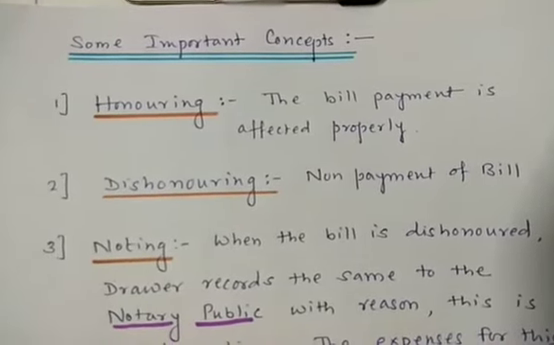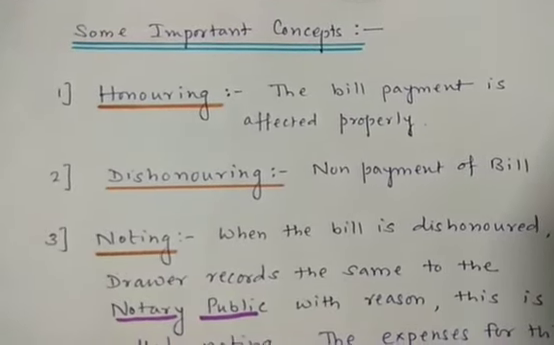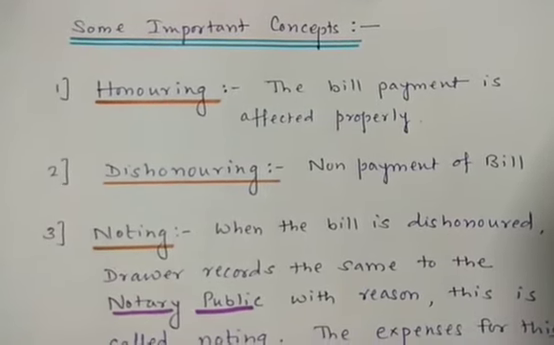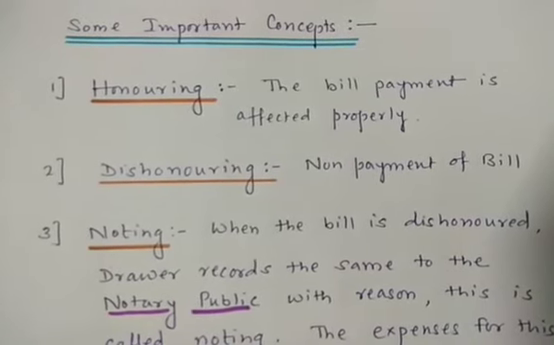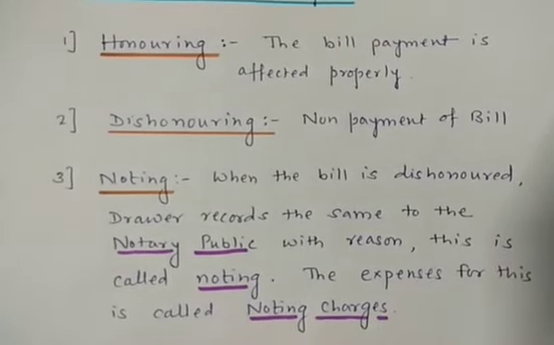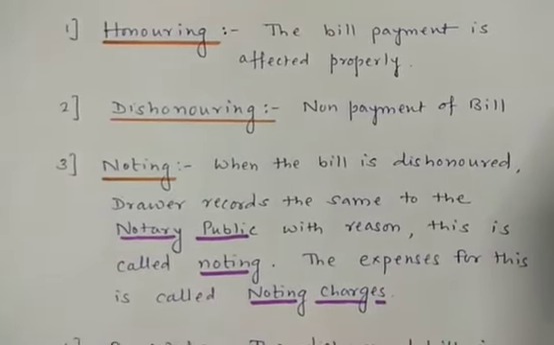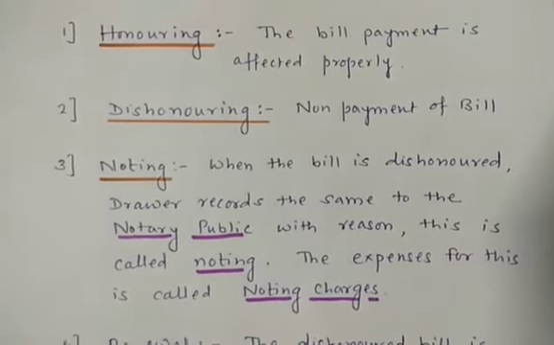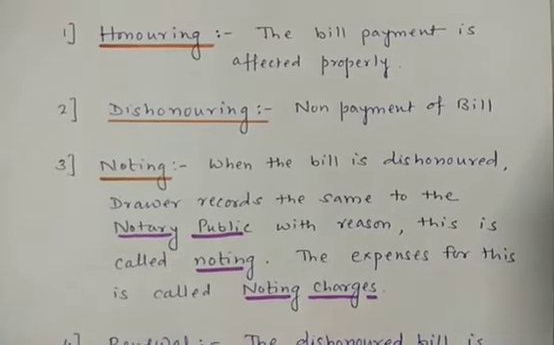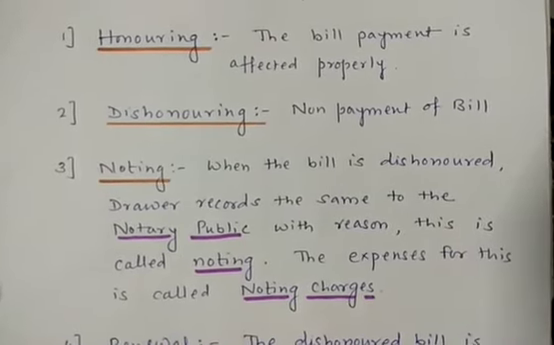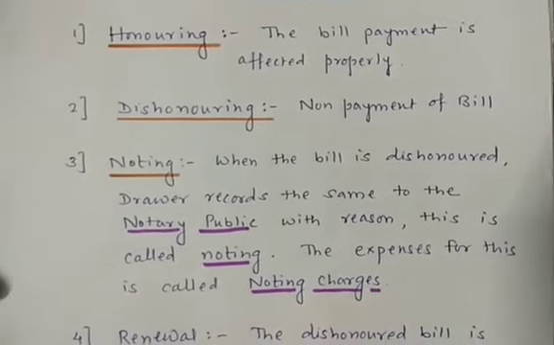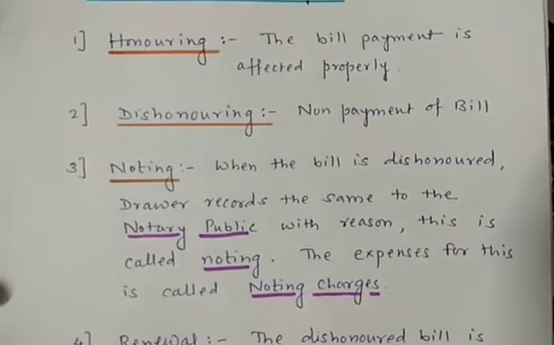Honoring of the bill. When the bill is paid on maturity by the drawee, it is called honoring. And if it is not paid, then it is called dishonoring. If the bill is dishonored, the further process is that the drawer has to record the same with the notary public. Notary public is a government authority. It records the reason for dishonoring of the bill. This process is called noting, for which the notary charges a certain amount, which is called noting charges. This concept only comes at the time of dishonoring of a bill.